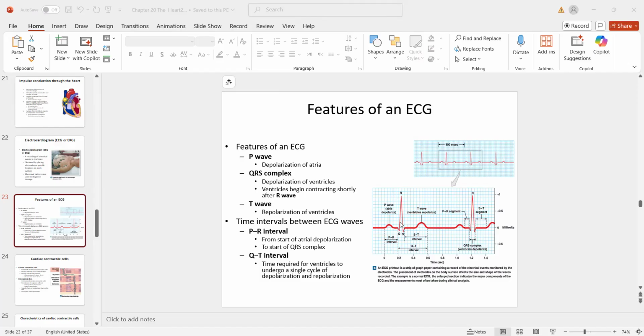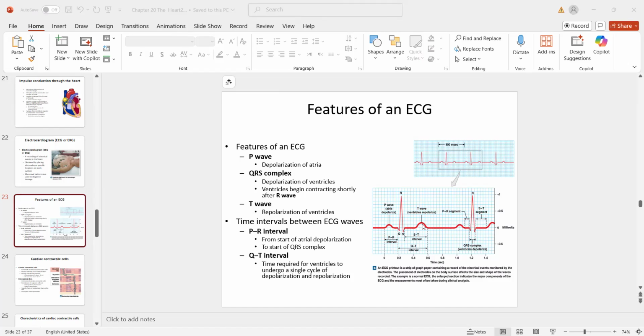The smaller T wave indicates repolarization of the ventricular contractile cells. The times between waves are reported as segments and intervals. Segments generally extend from the end of one wave to the start of another wave.